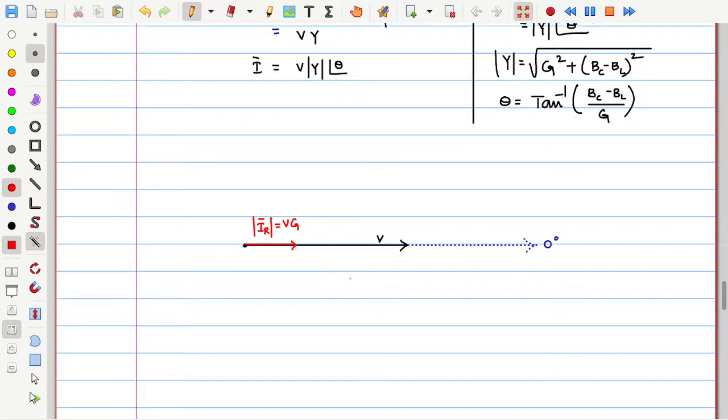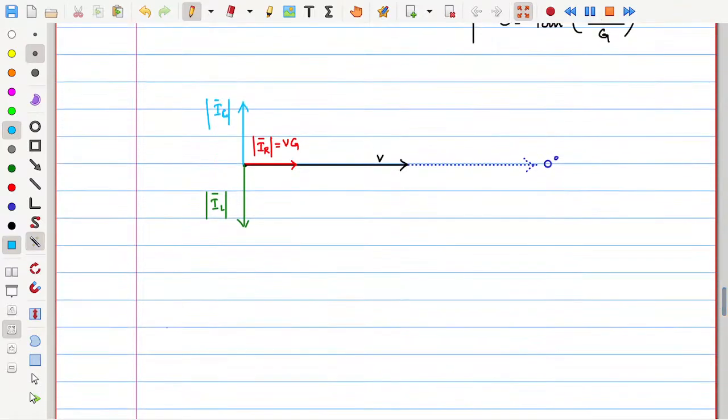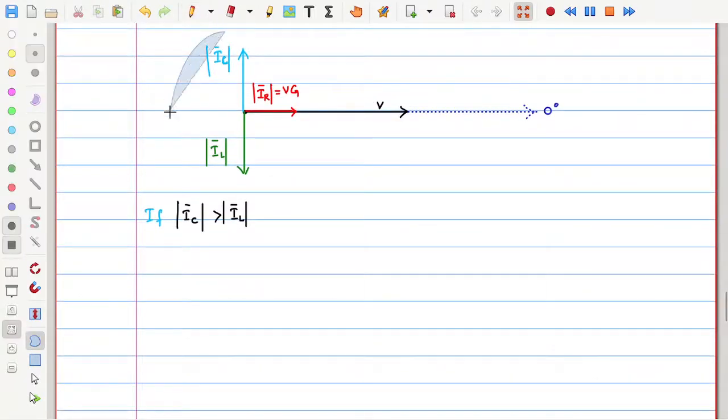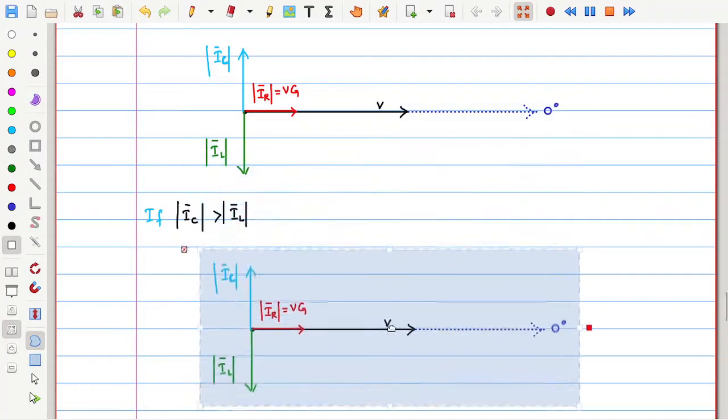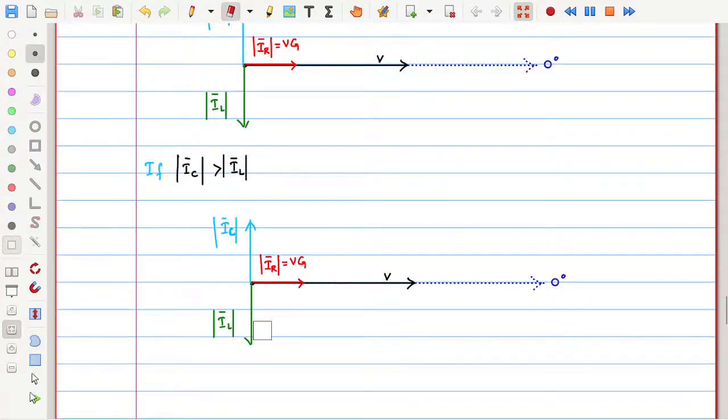So minus 90 means downward. Let me say IL is downward. This is the IL magnitude. Let me say IC is upward, whose angle is positive. Now, as in the previous case, consider the condition that if the IC magnitude is more than the IL magnitude, how does it look? The phasor diagram is going to be shifted like this. Now, IC is more, so let me draw this IL a little small like this. This is the IL magnitude.